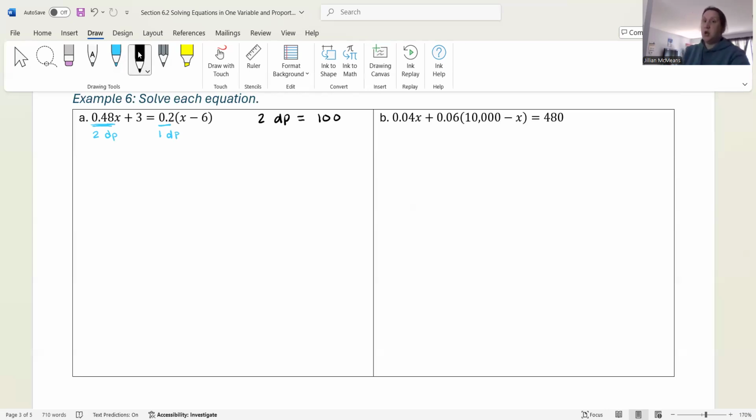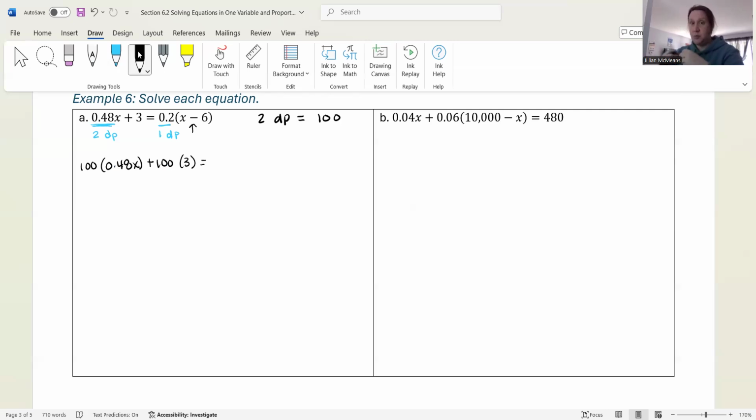So let's show this. Again, I'm going to show the work for multiplying all of your terms by this power of 10. This is equivalent to multiplying all of your terms by the LCD, okay? So we want to take 100 times 0.48x. We want to take 100 times 3. And then here's the tricky part. On the right-hand side of the equation, even though you see this minus sign right here, this is one term, okay?